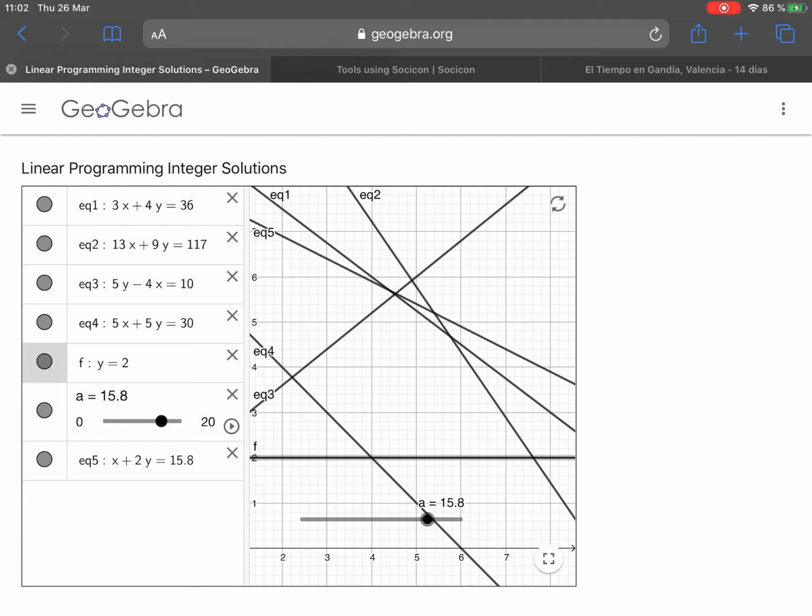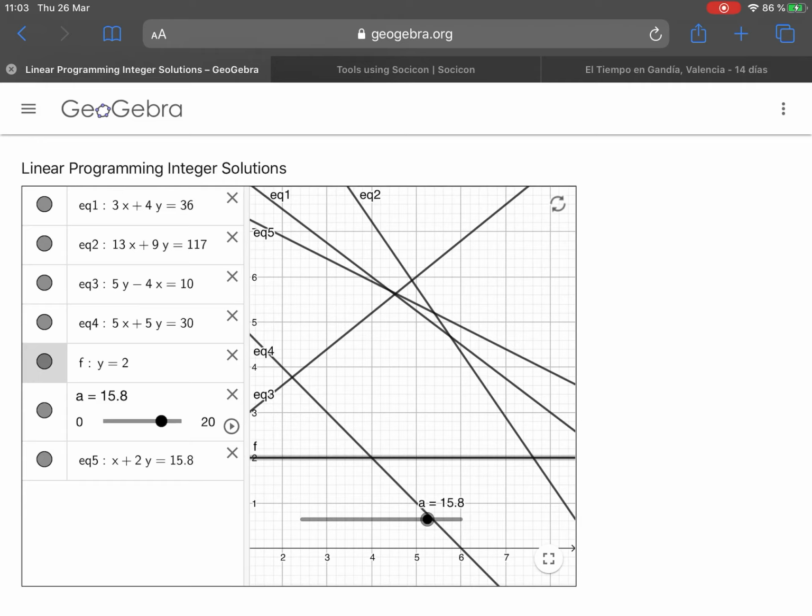Now, remember, we only want integer solutions, so I'm going to round up and down that solution that we just found. I'm going to test the values (4, 5), (4, 6), (5, 5) and (5, 6), and then find out which of those coordinates gives me the highest value of the objective function. That's how I find the optimal solution.